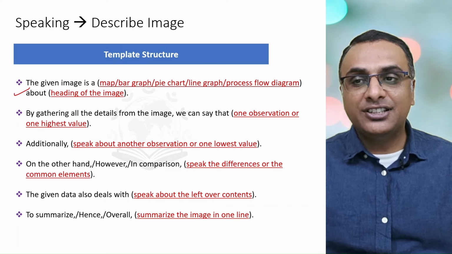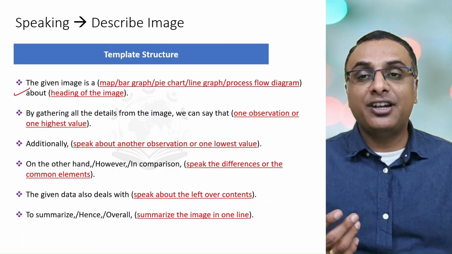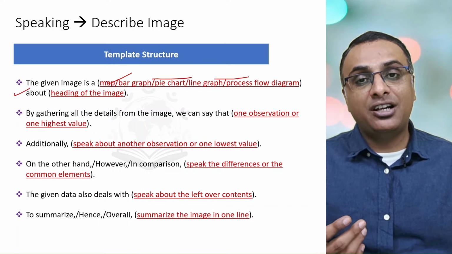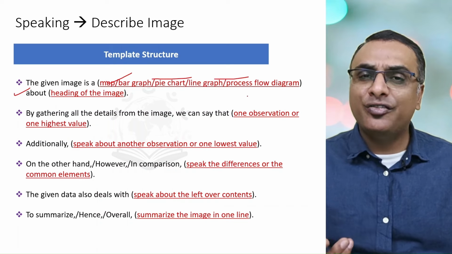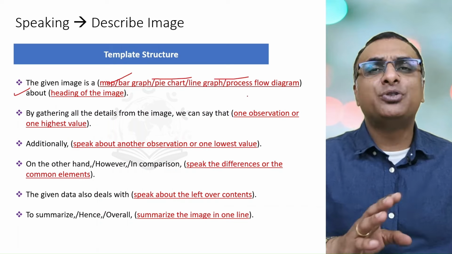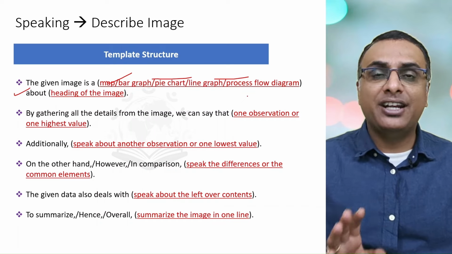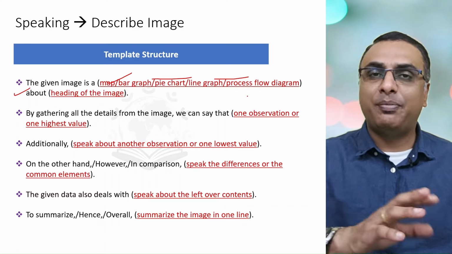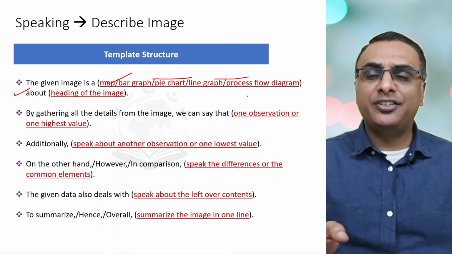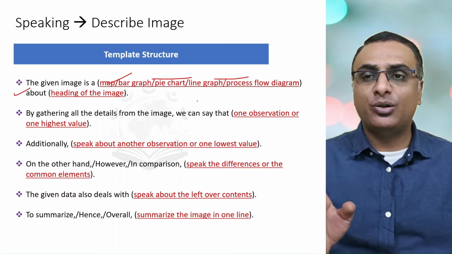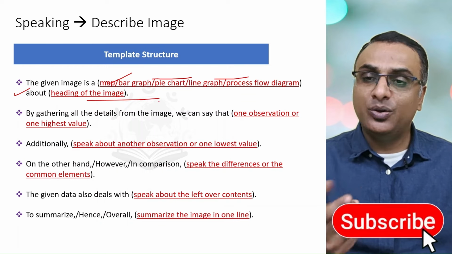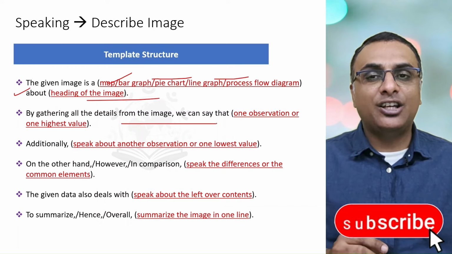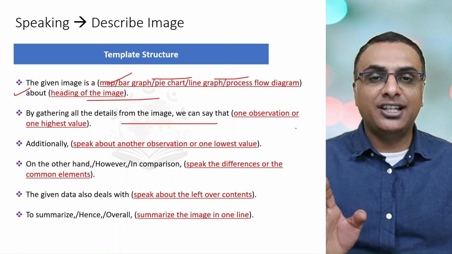Now, let's look at the template structure. Here, in the first line, there is something given as bar graph, pie chart, process, a flow diagram, all of these things. These are the general types of images that you may get in your exam. That is what you can say. The given image is a bar graph or a pie chart or a line graph, and what it says about the heading of the image. You can utilize that.